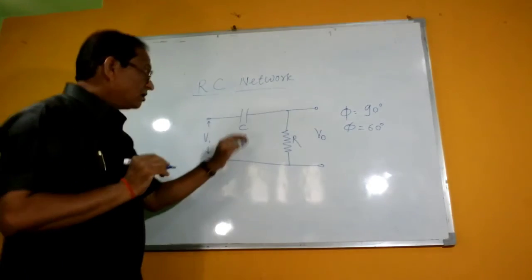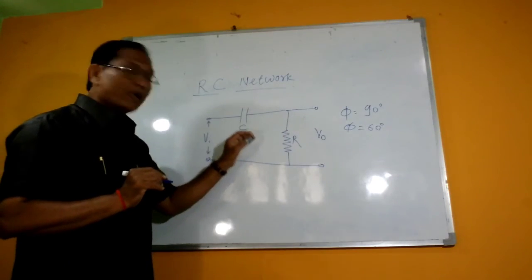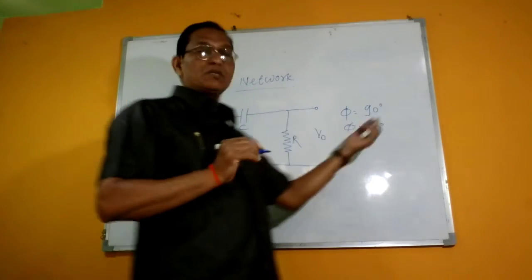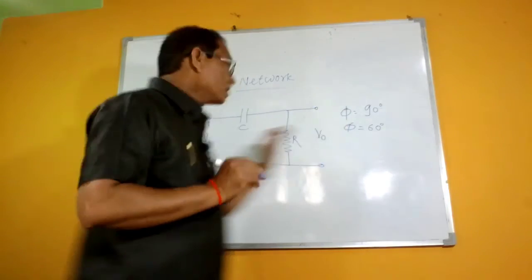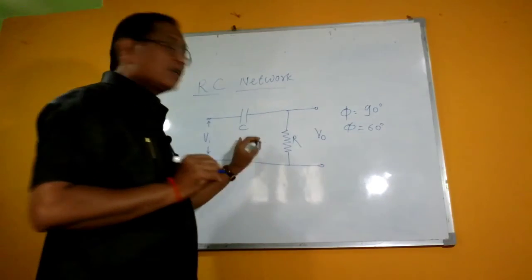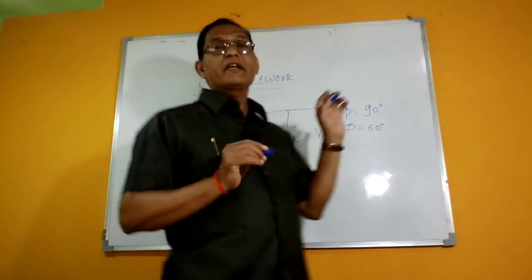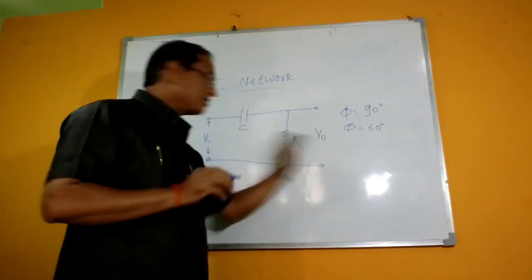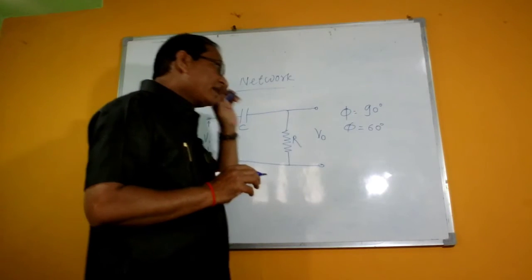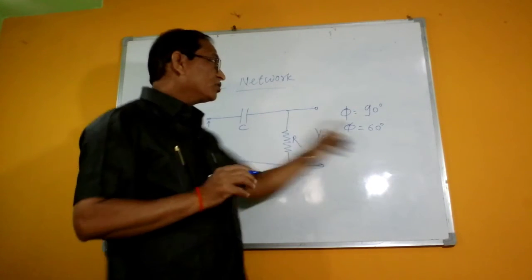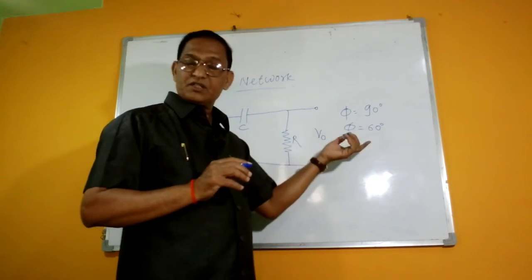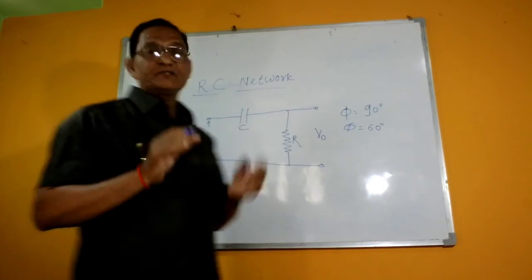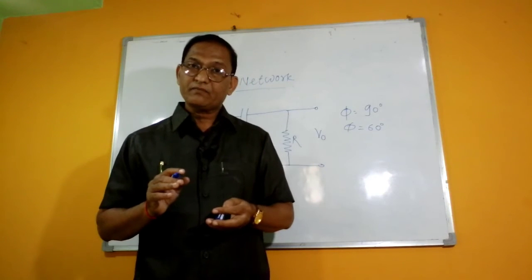So the first network is cascaded to the second network, and the second network is cascaded to the third network. In this way, cascading the RC networks together, we will get a phase shift of 180 degrees. If we cascade the 3 stages, one network will give 60 degrees, the second another 60 degrees, and the third another 60 degrees, so that we get a total phase shift of 180 degrees.